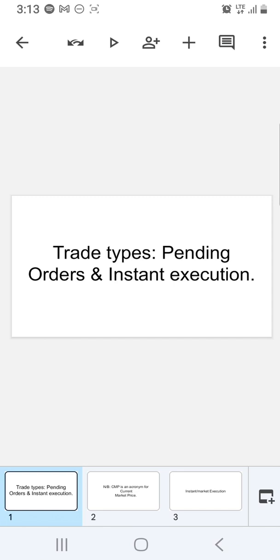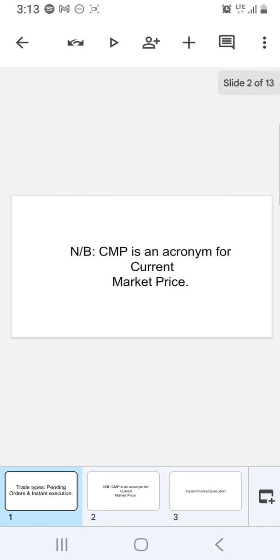There's something I need us to note, which is CMP. What CMP means, because in order entry you get to see this a lot, like entering the market. You need to know what CMP means, and CMP is an acronym for current market price. So I need you to take note of that because it's a very important thing in trade entry and execution.